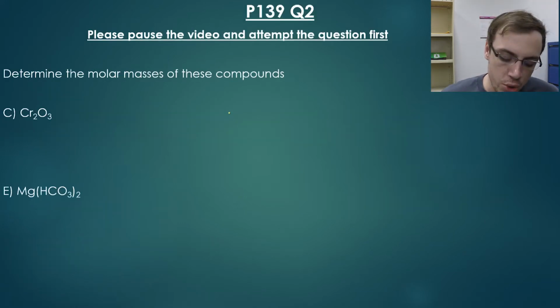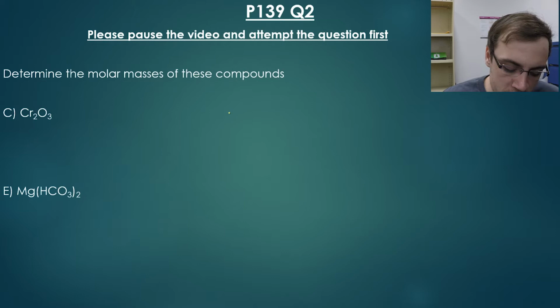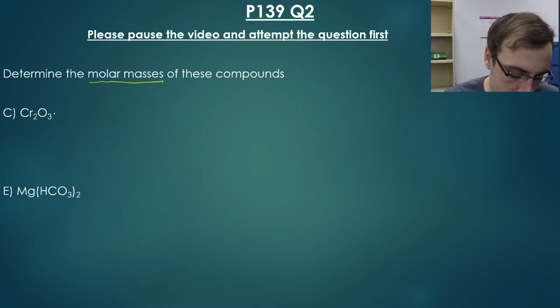So let's look at question 2 on page 139. So again, please pause this video, have a go at them yourself, and then we'll run through it together. So the question says, determine the molar masses. So that's the key term there. Determine the molar masses of these compounds. So we're going to go through Cr2O3. Now, something here that's very important for you to take note of are these subscript numbers. That's where that's really going to come into play.